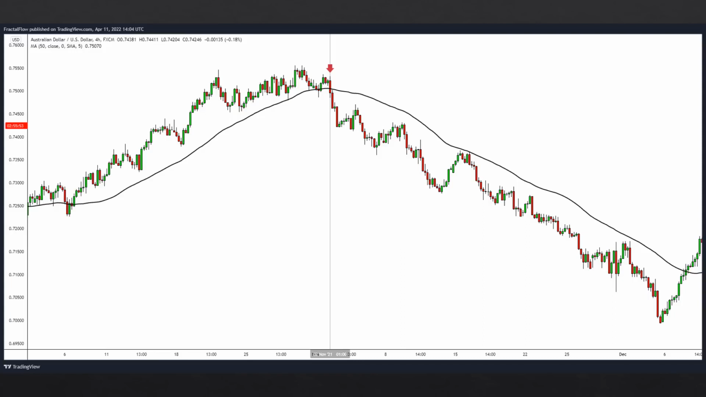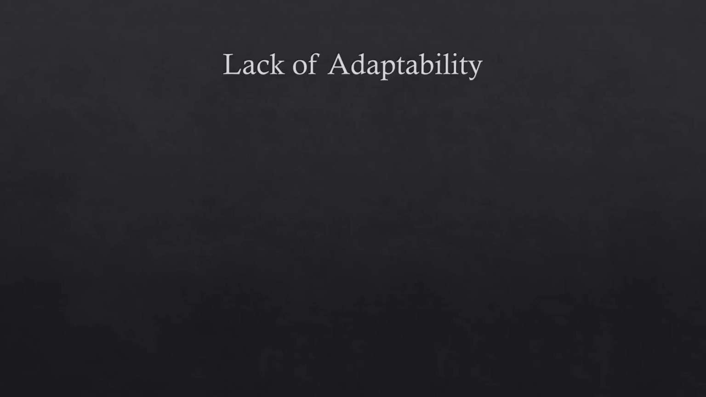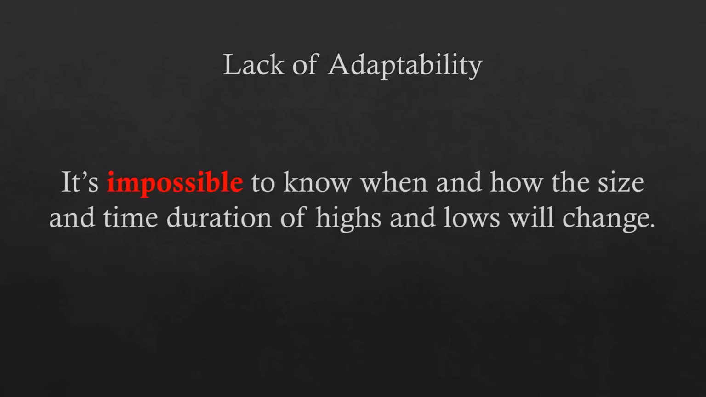However, when the relative size of highs and lows change, the 50-period SMA goes out of sync with price, and it becomes the worst technical indicator available to show smooth and timely changes in market direction, as you can see in this chart. The problem is that it's impossible to know when the size of highs and lows will change and how they will change. It's precisely this lack of adaptability that makes moving averages work sometimes and fail miserably in others.